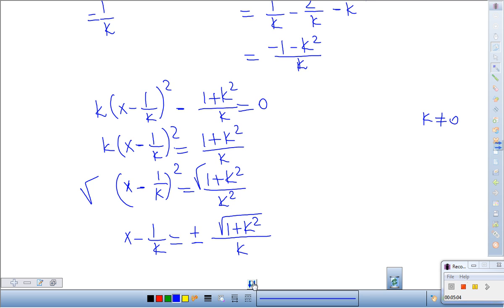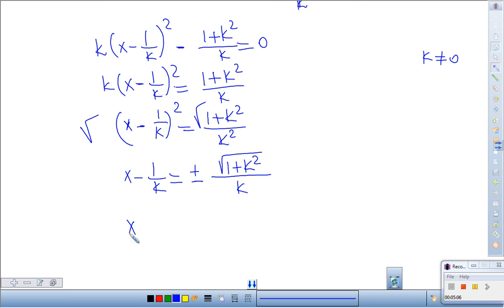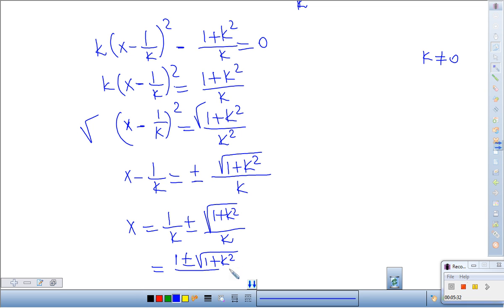The last step is we're going to move the h onto the other side. x equals 1 over k plus or minus the radical of 1 plus k squared over k. And since we have seen the quadratic roots having one denominator, we can rewrite it as 1 plus or minus the radical of 1 plus k squared, all over k.